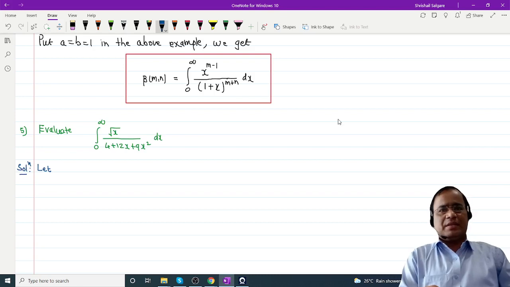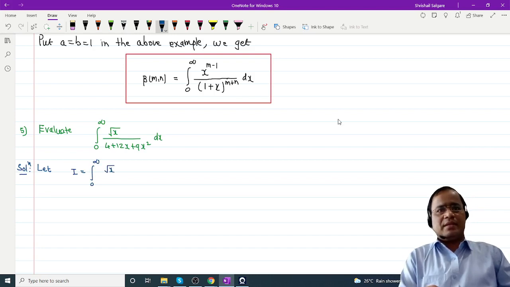Okay, same thing. So first one, suppose I is equal to integral 0 to infinity. I will write it as root x divided by 4 plus 12x plus 9x square. The same thing I will write: integral 0 to infinity, root x is nothing but x raised to 1/2. Can you tell orally the factors?